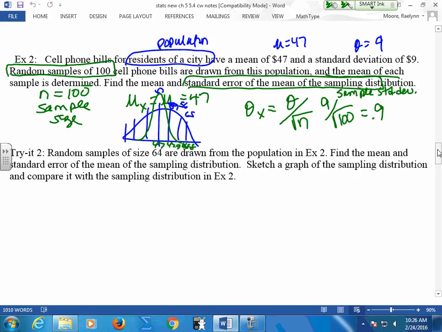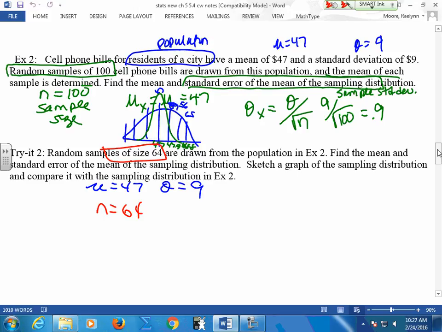Okay. Now, I took a random sample of 100. This one says, use the same scenario, use the same population mean, use the same population standard deviation, but now instead use a sample size of 64. In both cases, I know I'm allowed to use the central limit theorem because my sample size is greater than or equal to 30. So because of that requirement, I know I have a normal curve. So I'm able to use this.